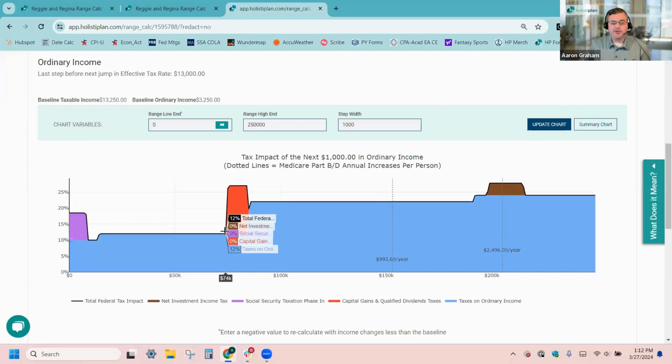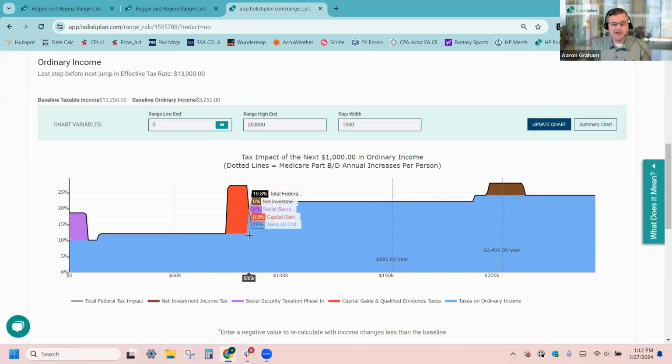The width of this red area is going to be equal to the amount of qualified income you have in the scenario. So in this case, again, remember we have 13,250 of taxable income, 3,250 of ordinary income. That means that we have $10,000 of qualified income. So what we'll see is around 74, 75,000, we start to push that qualified income from 0 to 15%.